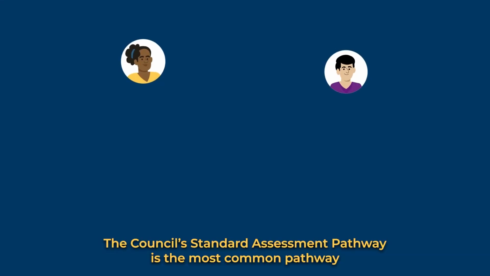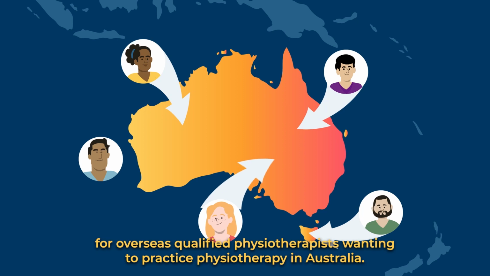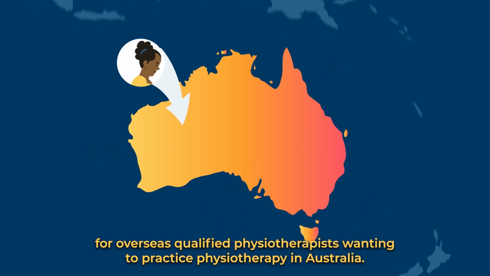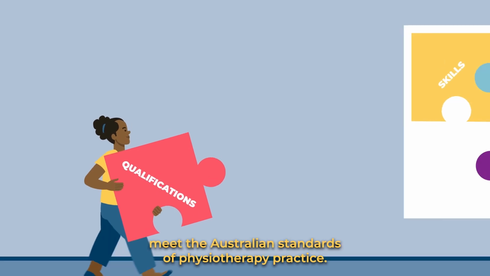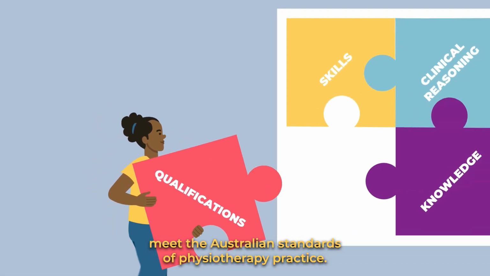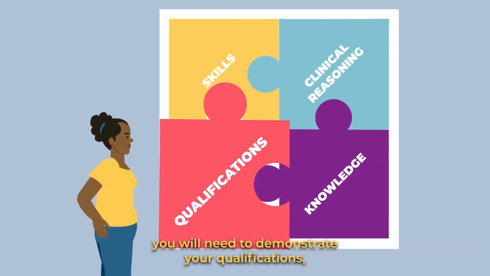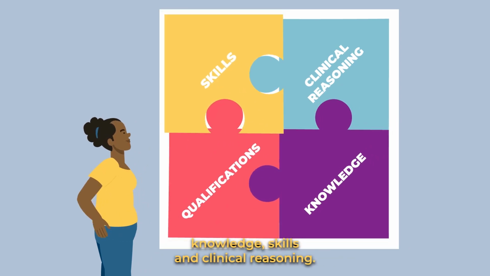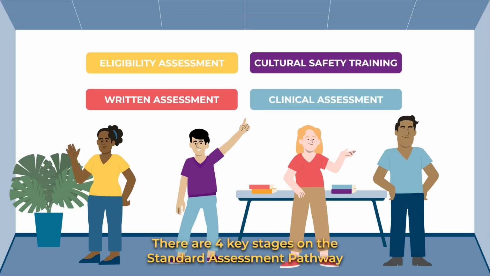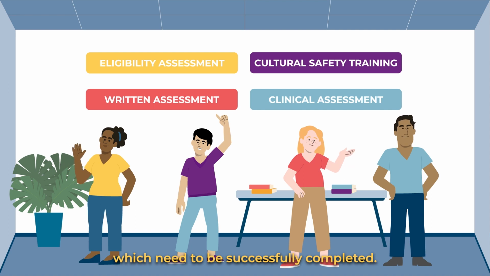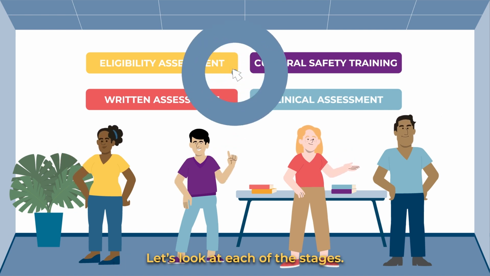The Council's Standard Assessment Pathway is the most common pathway for overseas qualified physiotherapists wanting to practice physiotherapy in Australia. The pathway is designed to ensure that you meet the Australian standards of physiotherapy practice. Through your assessment journey, you'll need to demonstrate your qualifications, knowledge, skills, and clinical reasoning. There are 4 key stages on the Standard Assessment Pathway, which need to be successfully completed. Let's look at each of the stages.